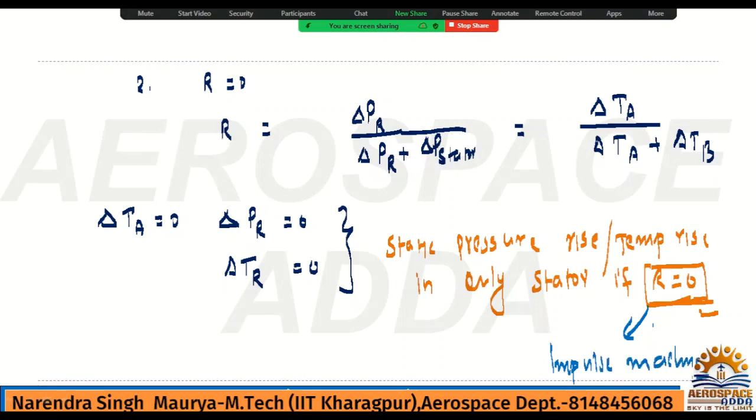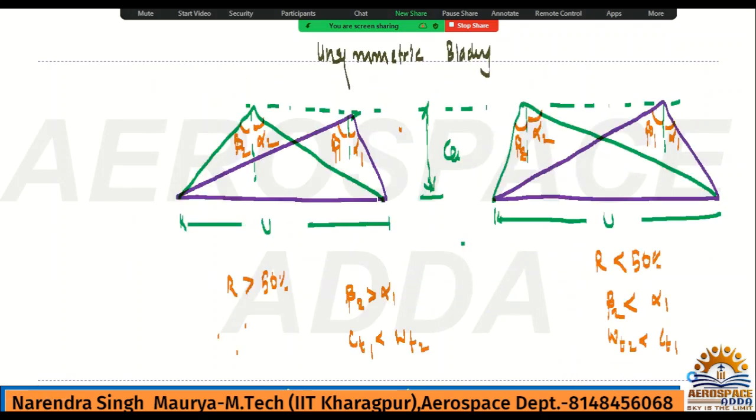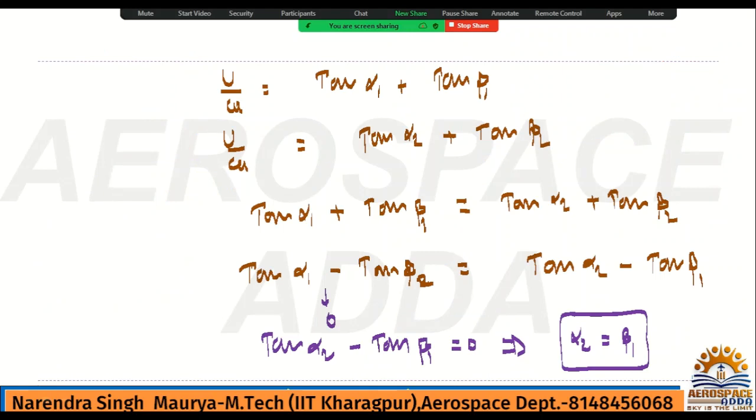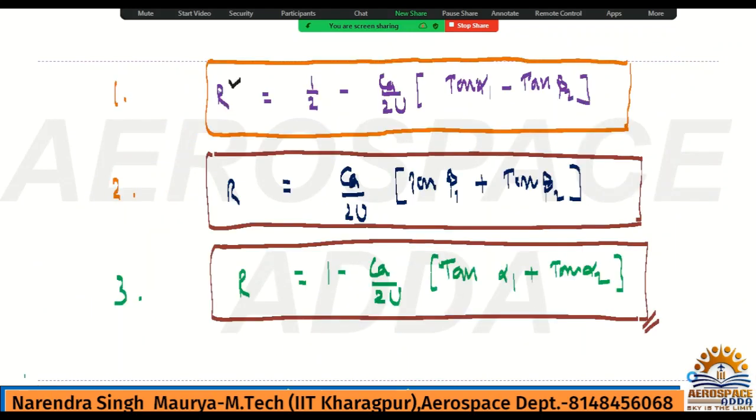In terms of angle, check when R is equal to 1. Is there any direct relation? When R is equal to 1, check this third formula. When R is equal to 1, then 1 cancels out, so you will get tan alpha 1 plus tan alpha 2 is equal to 0. Again the same thing: alpha 1 and alpha 2 are the flow angles. So magnitude wise the flow angle will be same, but it is just opposite by nature. Maybe 30 degree, minus 30 degree, maybe 45 degree, minus 45 degree.